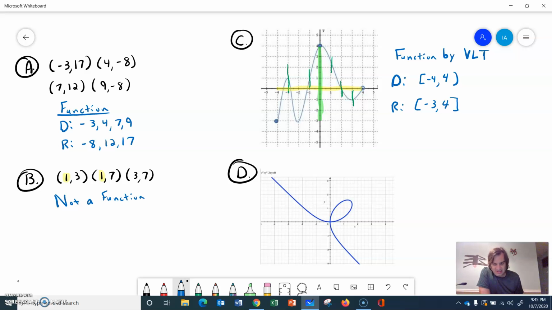The last one, D here, looks like it has a loop in it. So I'm not sure what the function is as well. But if we come through here with the vertical line test around x equals 1, we actually hit the graph in 3 different places. So it's not a function by the vertical line test. Okay? So we don't have to state the domain and range if it's not a function.